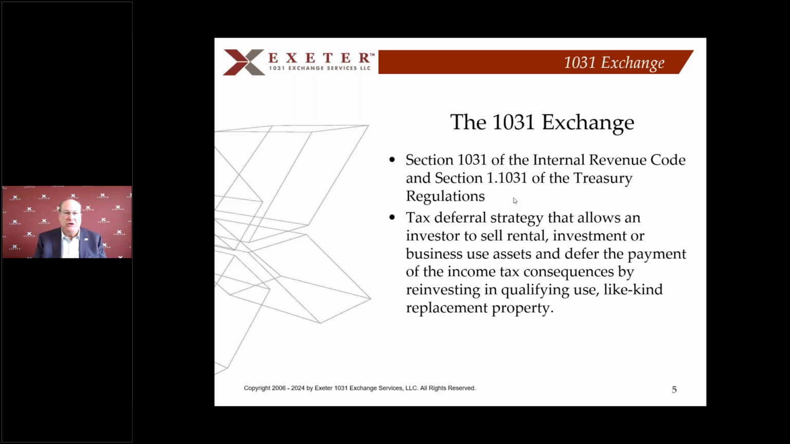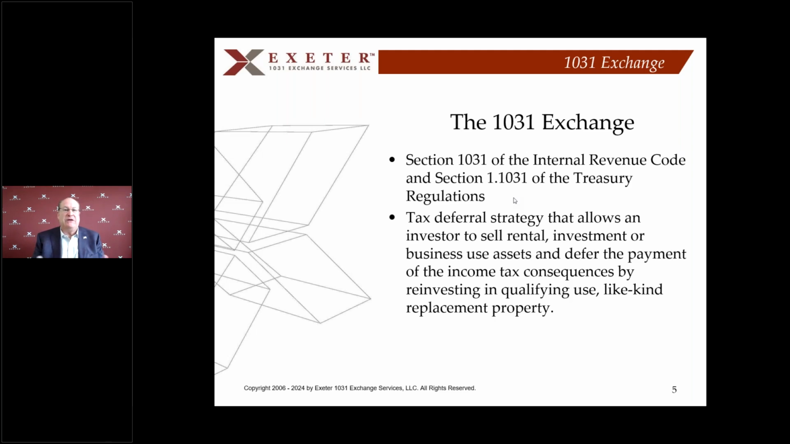With that, let's jump into the actual 1031 exchange process. Of course, the 1031 exchange is named after Section 1031 of the tax code. It actually is now celebrating its 102nd birthday or anniversary. So 1031 exchanges have been around for a very long time. And it's a tax deferral strategy that allows an investor to sell property that is held for some type of rental, investment, or business use, and defer the payment of the taxes.